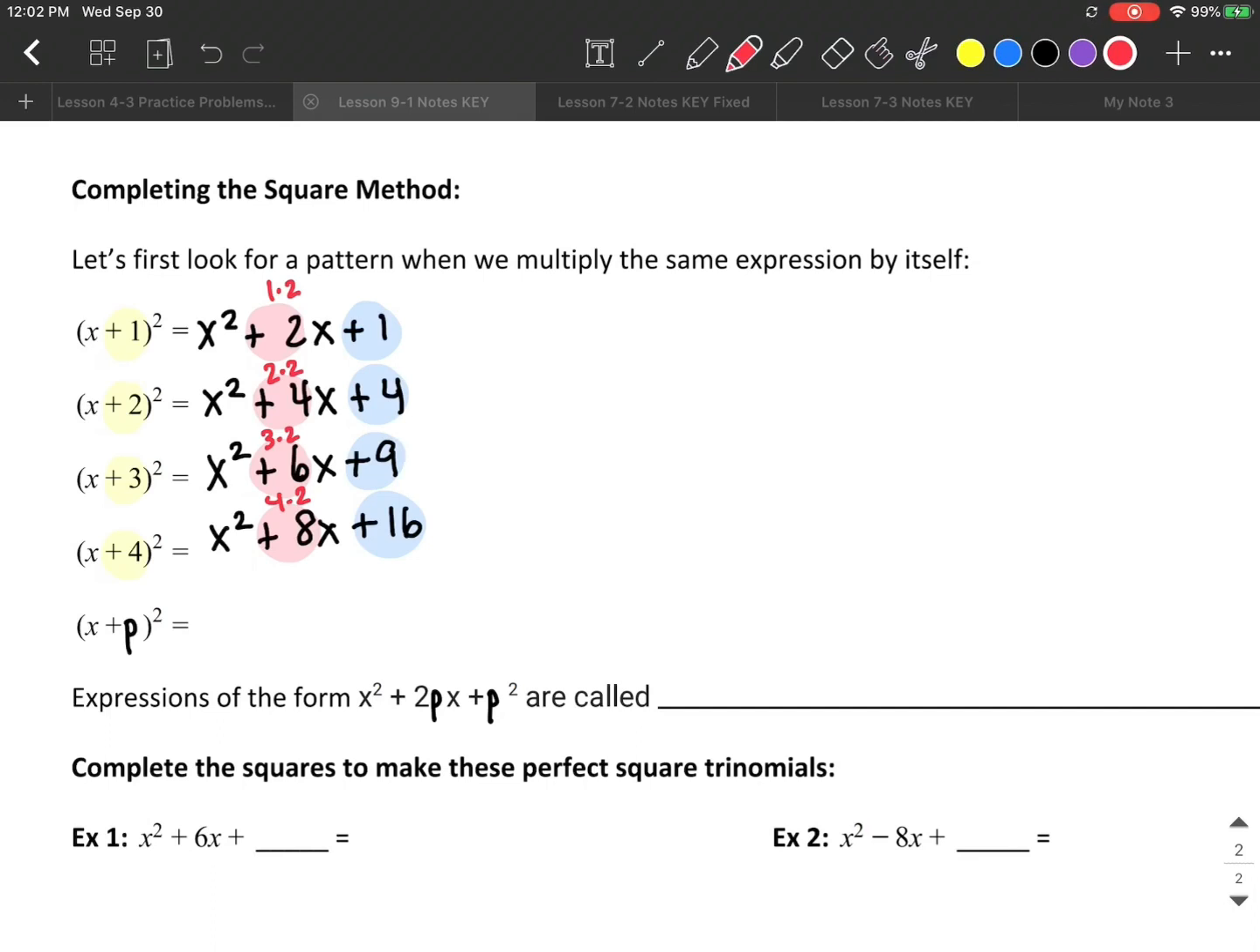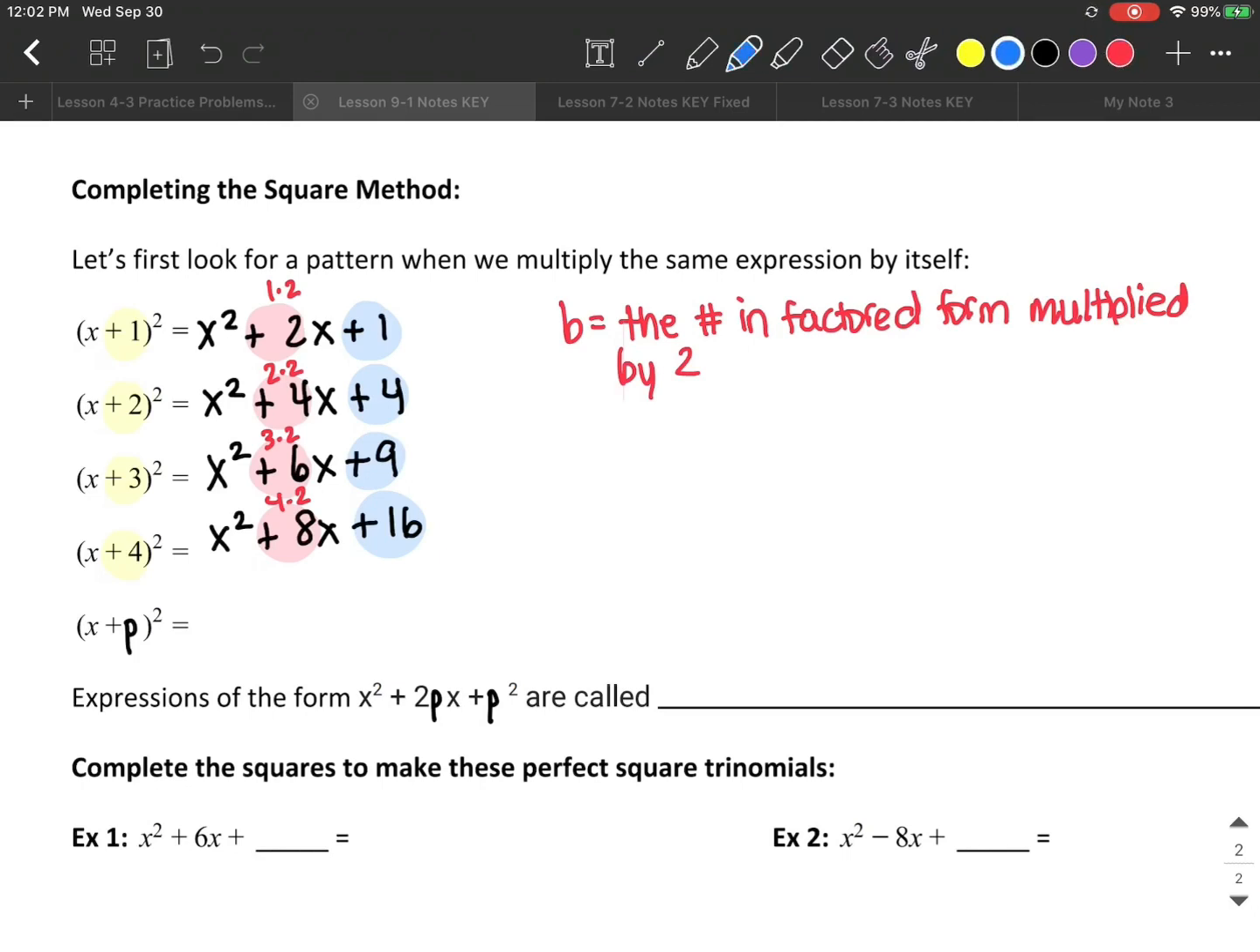And then I know that b in the simplified form is always going to be equal to the number in factored form multiplied by 2, or you could say double the number in factored form. You're going to take the number in factored form and multiply by 2 to see what your b is.